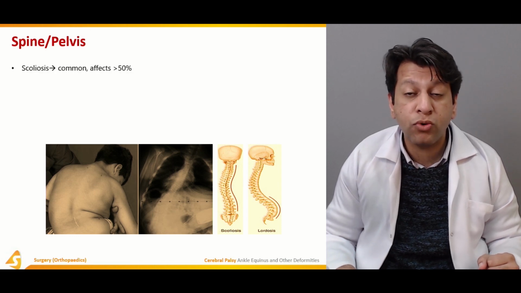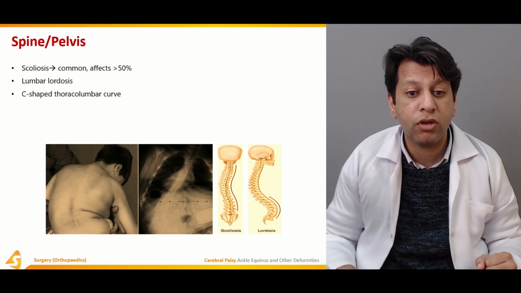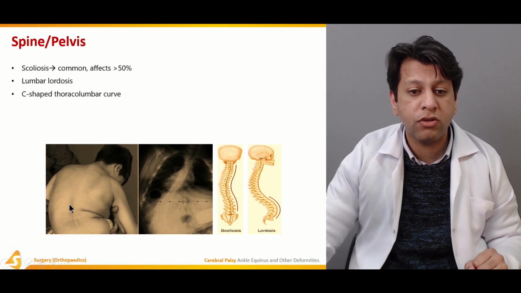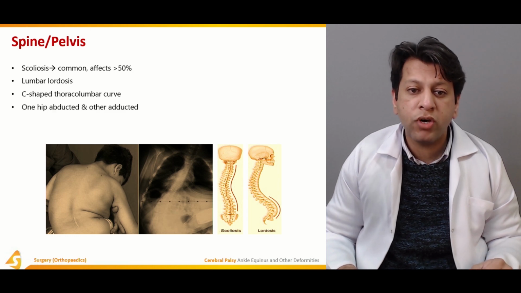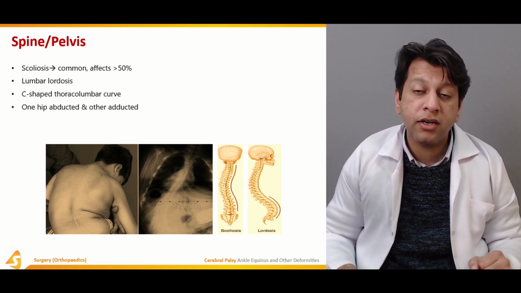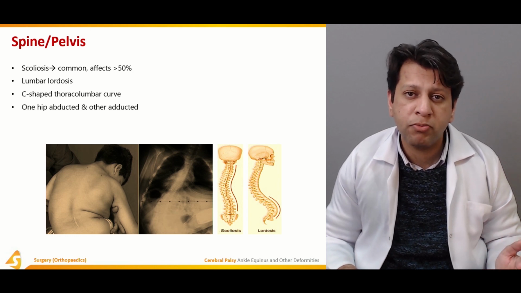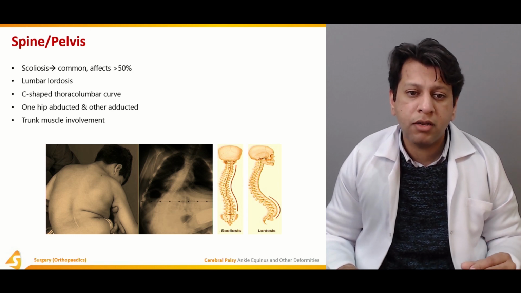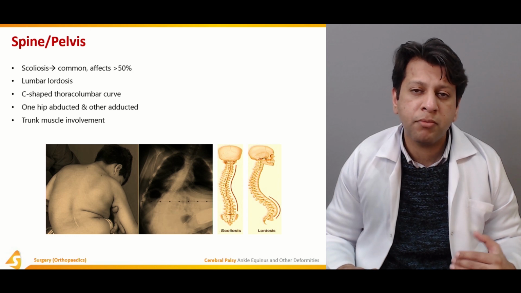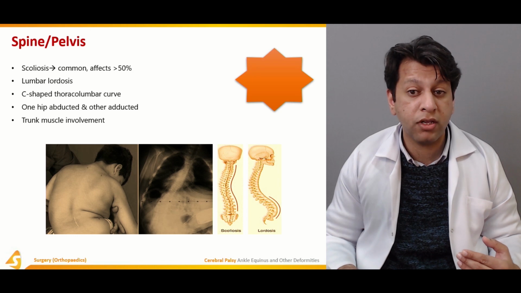Scoliosis affects more than 50% of the children with CP. Usually, there is associated lumbar lordosis and maybe a C-shaped thoracolumbar curve, which can be seen on this photo. One hip is abducted and the other is adducted. As I told you, there is pelvic obliquity, there is windswept hip, and there is spinal scoliosis as well. There may be trunk muscle involvement as well, and the patient may be so severely affected that they are unable to hold their neck properly.